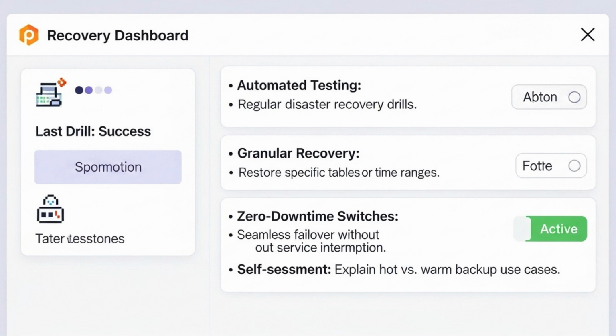And finally, zero downtime switches. When a hot standby is promoted to primary, it should happen without any service interruption. Users should continue taking quizzes invisibly while database switches occur in the background.